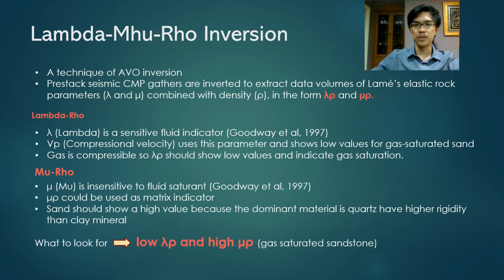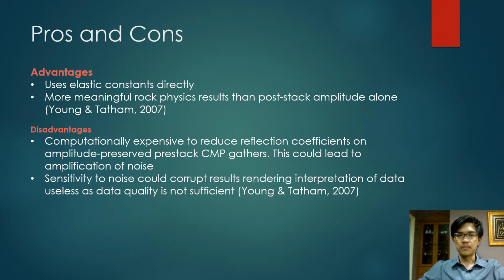So when we are looking for a hydrocarbon zone, we are going to find the zone with low lambda-rho value and a high mu-rho value. The good thing about using lambda-mu-rho inversion is it uses elastic constants directly, so we can get a more meaningful result than using post-stack amplitudes alone.